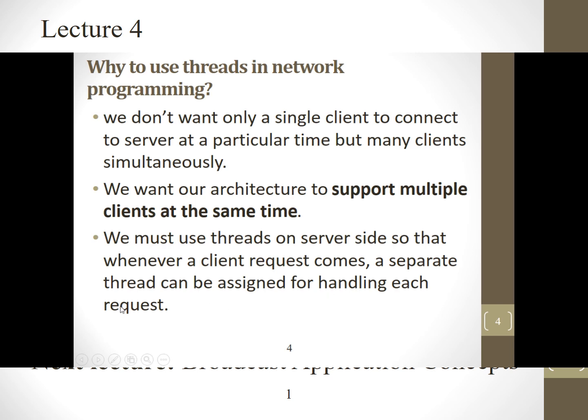If you remember, students, in the lecture on elementary TCP sockets, at the end of the lecture, we discussed the parent and child operation using fork. So this idea is similar to that one, when it says that whenever a client request comes, a separate thread can be assigned for handling each request. That is, a child will be created, a child program, a child socket will be created to handle a new request from the client.